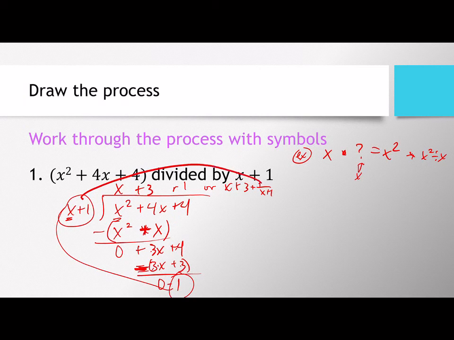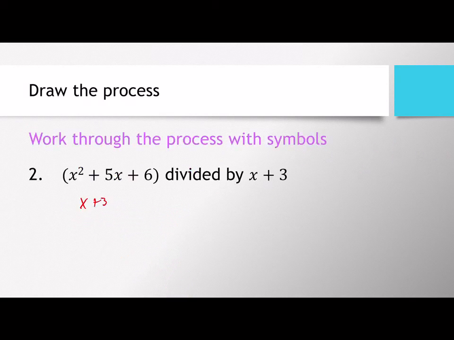Alright, let's try and work through this process with symbols too. So you have x plus 3 going into x squared plus 5x plus 6. Now x plus 3, how many x's do I get to x squared? Well, x of them. So we do x squared. And I'm going to multiply these. x times x gives me x squared, and then x times 3 gives me 3x. When I subtract all of that off, I have x squared minus x squared, 0. 5x minus 3x is 2x.